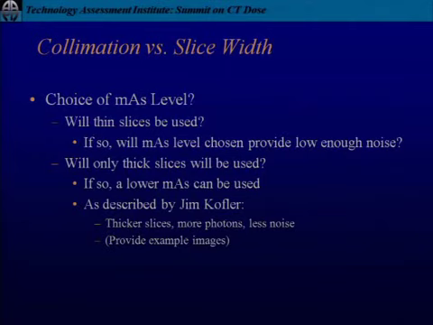What about the choice of MAS level? Will the thin slices be used? And if so, what MAS level can you choose to provide a low enough noise? Will you only be using thick slices? Again, these are questions that we have to ask about the exam. And as addressed by Jim Kofler, the thicker slices give you more photons and less noise. And I'll give you some examples of that in just a second.